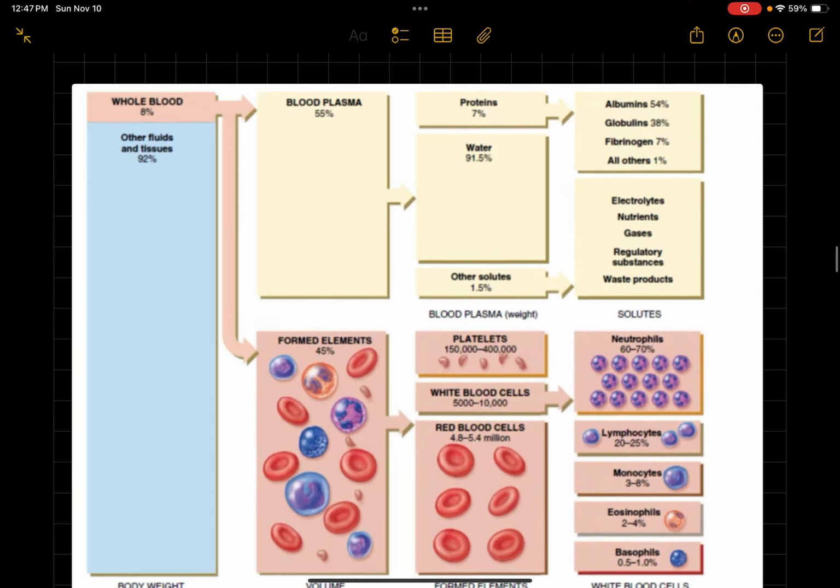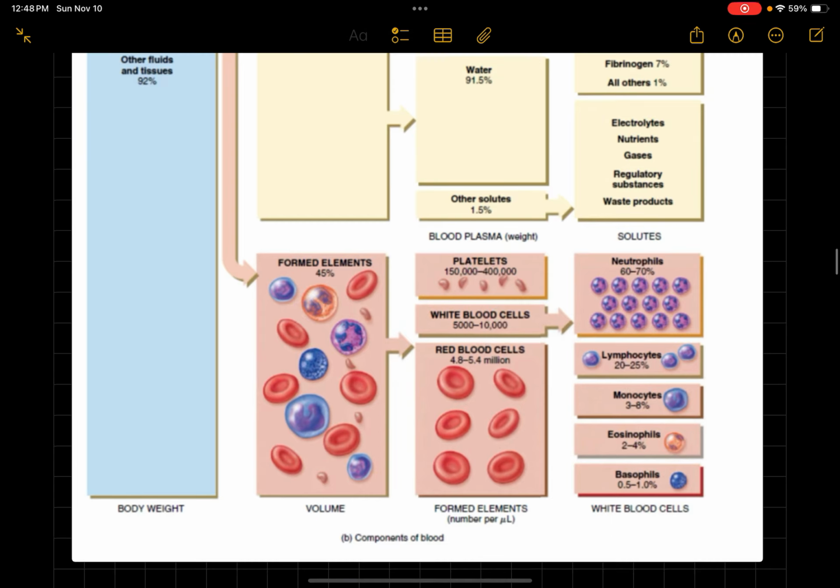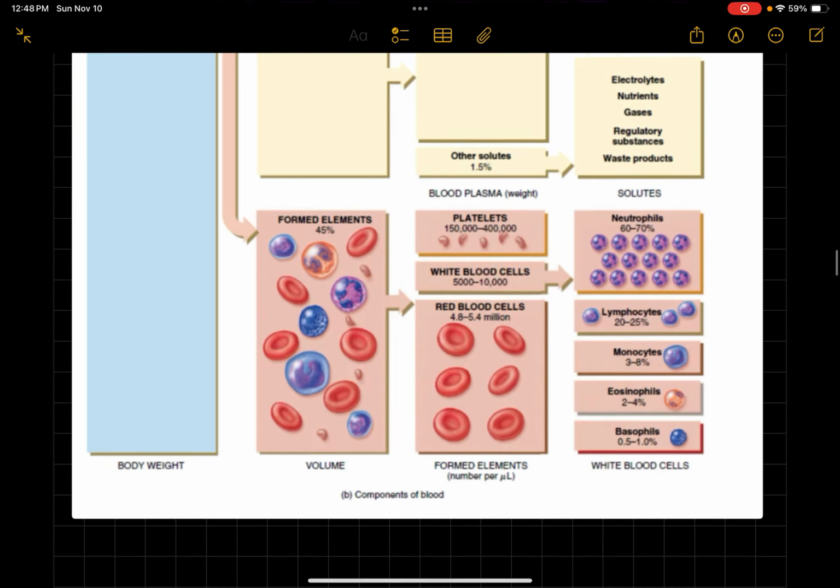Okay. We have whole blood, other fluids, blood plasma, formed elements. Under the blood plasma, we have protein, water, and other solutes. Under protein, we have albumin, globulin, fibrinogen, and all others. And other solutes are electrolytes, nutrients, gases, regulatory substances, and waste products. And in the formed elements, we have platelets, white blood cells, and red blood cells.